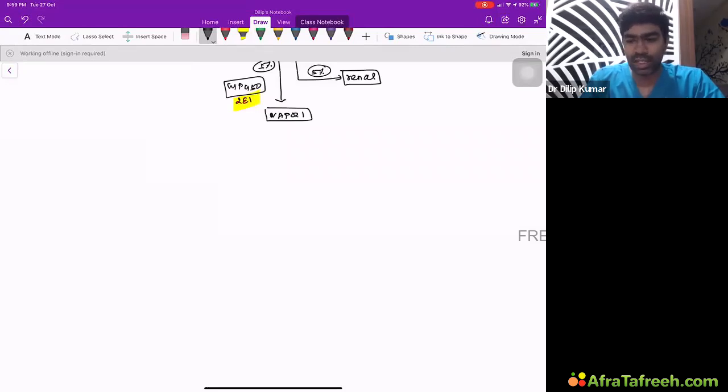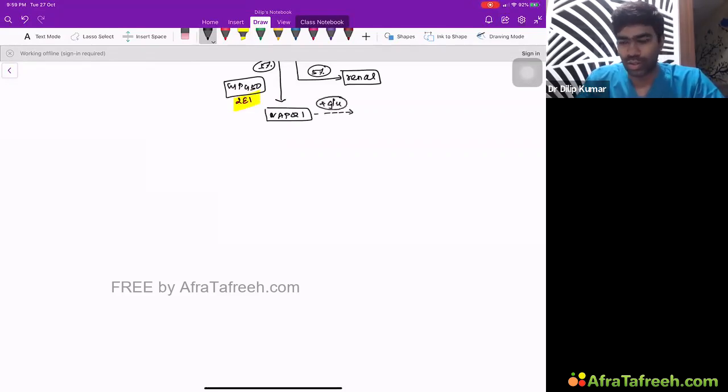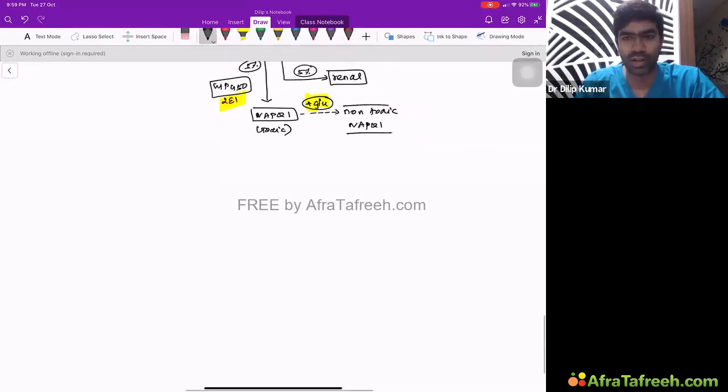So this NAPQI is converted into a non-toxic form by adding glutathione. So if you have good glutathione stores, this toxic form will be converted to a non-toxic, conjugated form of NAPQI. To produce this conjugated NAPQI, your glutathione is very important here. That's why the glutathione stores in the liver play a very vital role.